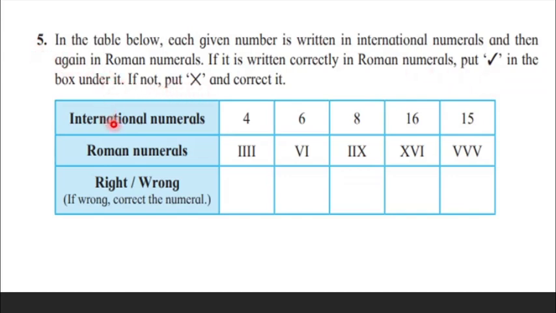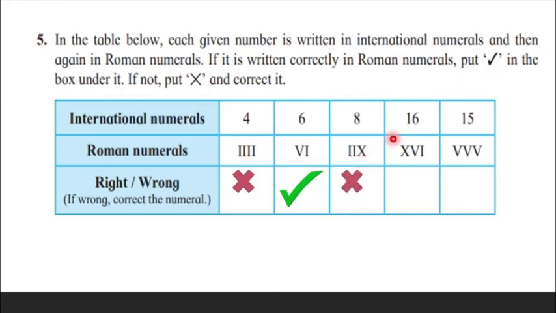So first one is 4. How do we write 4 in Roman numerals? We write 1 V and on the left hand side we write I. But here what have they written? They have written 4 times I. Is it correct? No. So that means what we will put? We will be putting a cross mark. Next one, 6. Is 6 written correctly, children? Yes. Next is 8. Do we write 8 in this form? Is it correct? It is wrong.